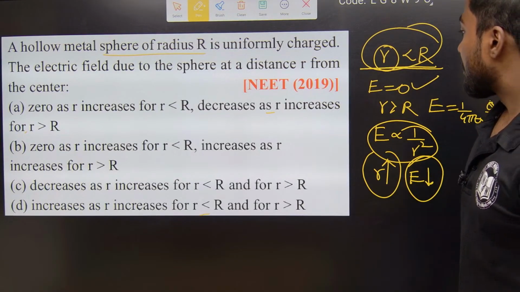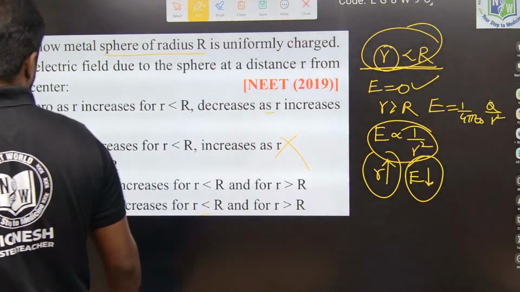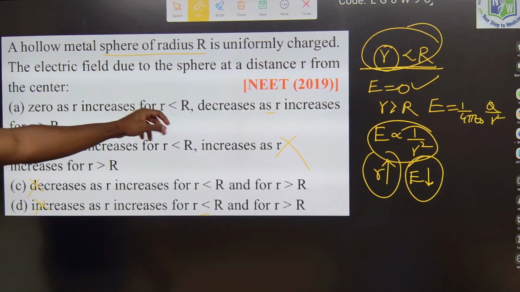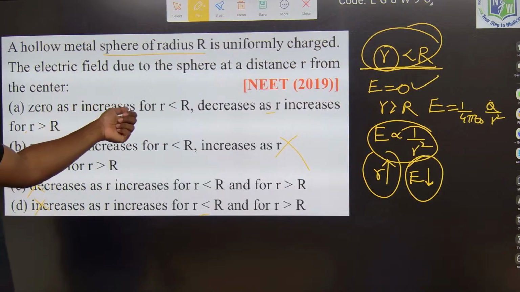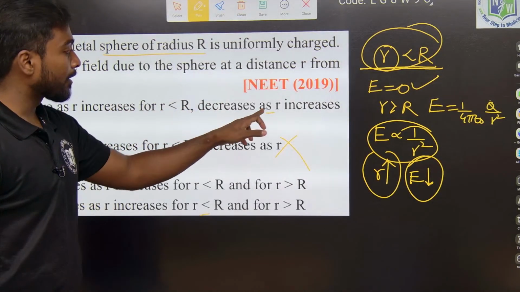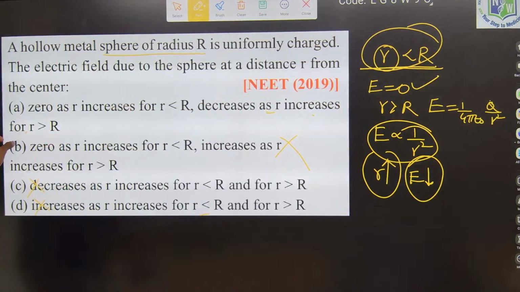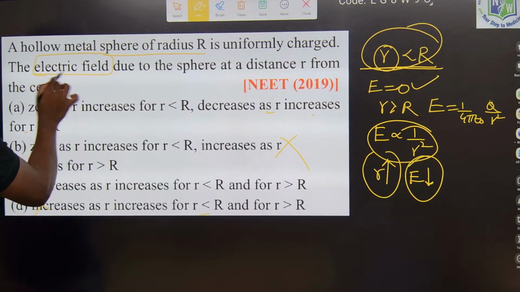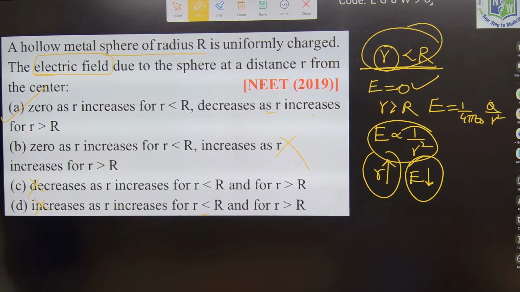Option B is also wrong, option C and option D are wrong. Option A is the correct answer: 0 for r less than R, and decreases as r increases for r greater than R. They are asking about the electric field, so option A is the correct answer.